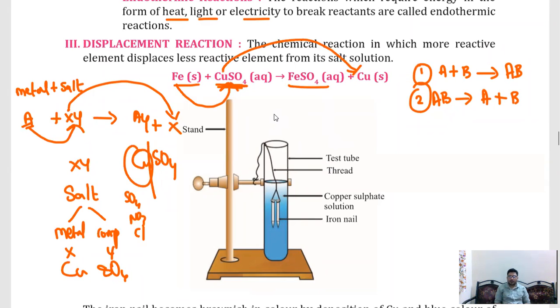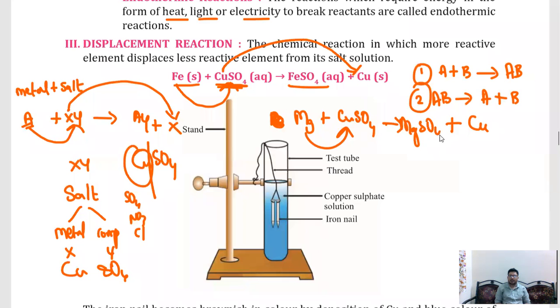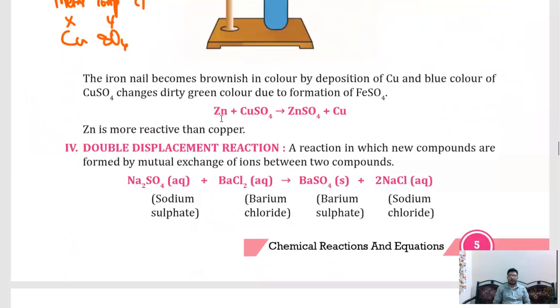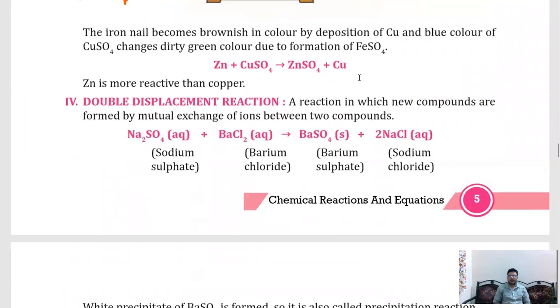You can take another example also. Not only Fe, you can take some other metal, magnesium, Mg plus CuSO4. Now easily you can analyze. When magnesium, a metal, is combining with a salt, the metal from the salt will be displaced. Copper you can get here, plus this magnesium will be combining with sulfate, you can get MgSO4, magnesium sulfate. Simple. That is displacement. So zinc plus copper sulfate gives zinc sulfate plus copper. Always you can observe displacement reactions in metal plus salt combination.